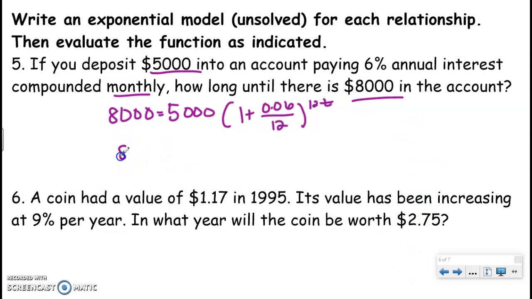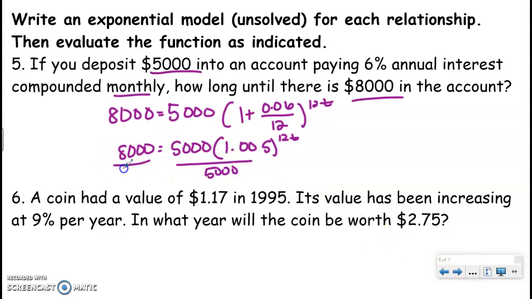We're going to simplify this. So I have 8,000 equals 5,000, and I'm going to plug that in my calculator. 1 plus 0.06 divided by 12 gives us 1.005 to the 12t power. Now we need to solve this using exponential equations. So we're going to divide by 5,000. So I get 8/5, or a decimal either way, equals 1.005 to the 12t power.